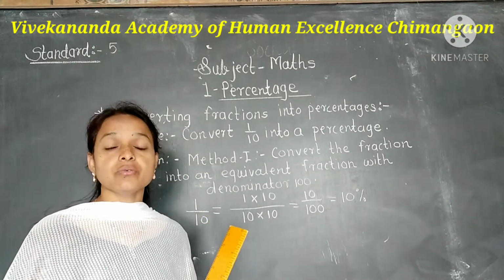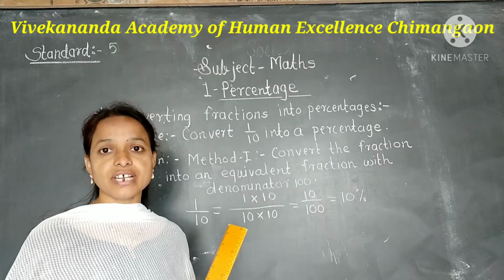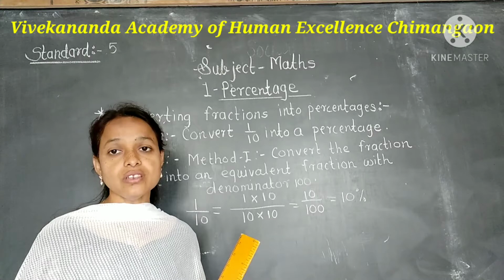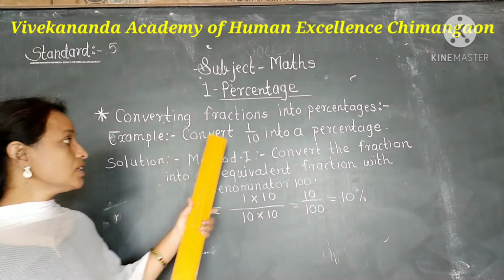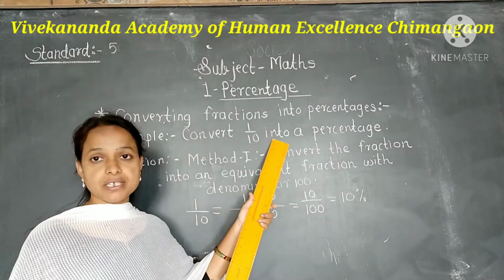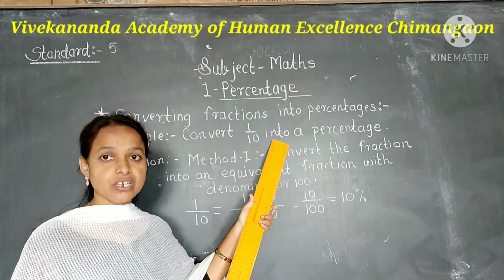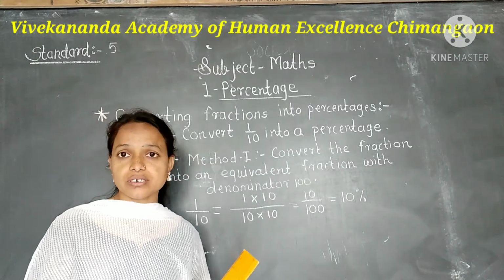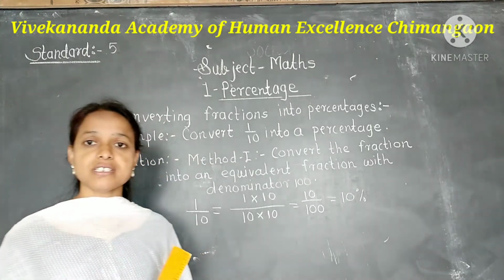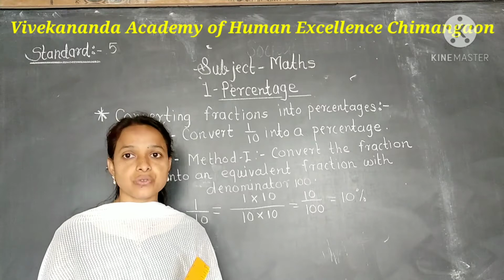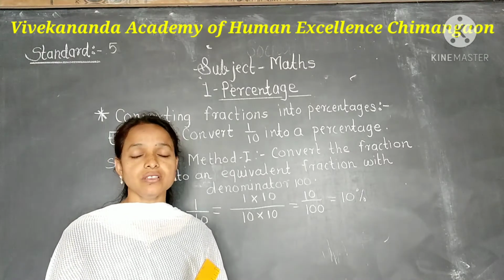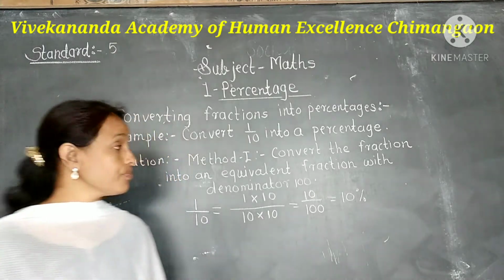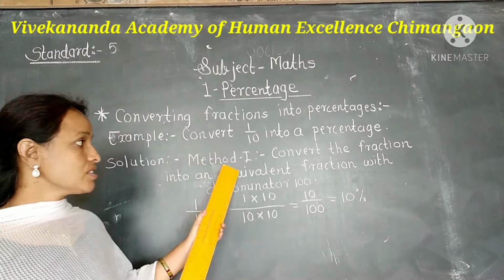Now we will see converting fractions into percentage. Here we will learn how to convert a fraction into a percentage. So let's solve an example. Convert 1 upon 10 into a percentage. 1 upon 10 is a fraction. You have to convert this fraction into a percentage. Students, to convert a fraction into a percentage, there are two methods. This example we will solve by method first. So let's see its solution.